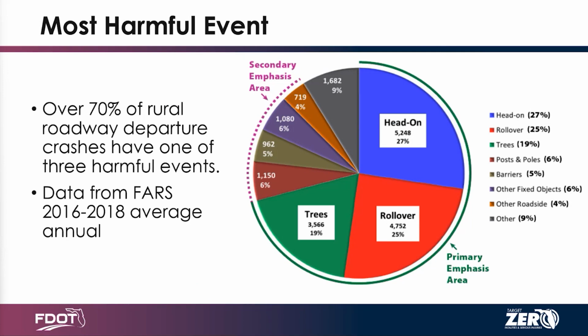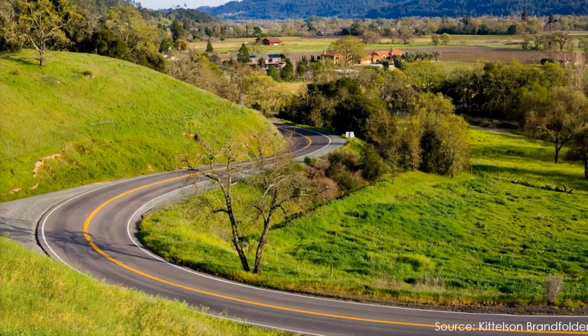When considering the most harmful events in road departure fatalities, there are 3 crash types that make up over 70% of those crashes. These are head-on collisions, rollovers, and collisions with trees, which are the primary emphasis of the strategic plan. The secondary emphasis areas are focusing on reducing crashes with other fixed objects, including signs, poles, signals, and barriers, as well as crashes involving roadside ditches and embankments. And then, of course, we have horizontal curves.